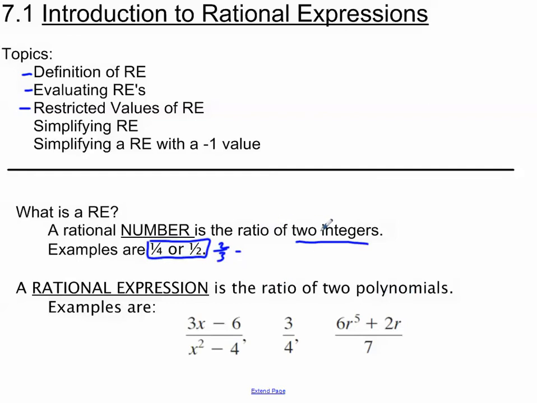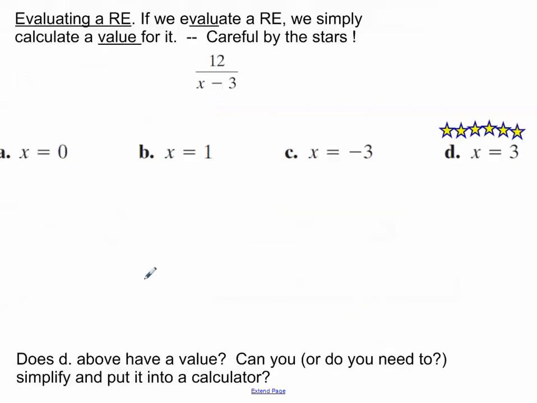So up here it was a ratio of two integers. Now a rational expression is a ratio of two polynomials. Here's a couple of examples: 3x minus 6 over x squared minus 4. 3x minus 6 is a polynomial. x squared minus 4 is a polynomial. 3 is a polynomial. 4 is a polynomial. 6r to the 5th is a polynomial. All these are just polynomials, and as long as we have the ratio, we've got a rational expression. We'll talk about rational equations later on when we introduce equal signs, but for right now we've got rational expressions.